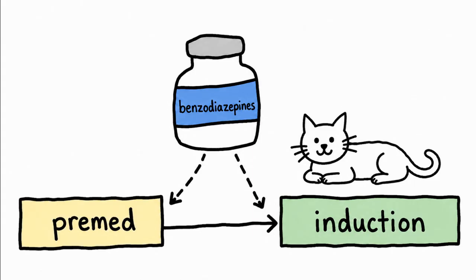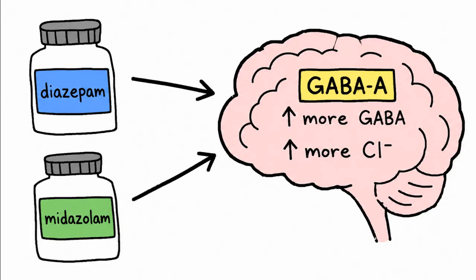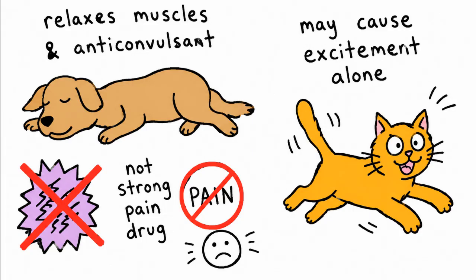Benzodiazepines usually fit into the plan either as part of premedication for fragile patients or as part of induction. Diazepam and midazolam act on GABA receptors by making GABA work better, increasing inhibitory chloride signaling in the brain. They provide muscle relaxation and anticonvulsant effects, but they are not strong pain drugs and they may cause excitement in healthy young animals if used alone.